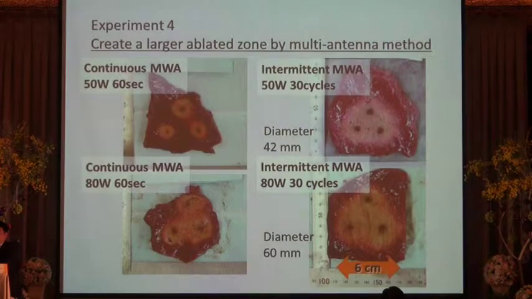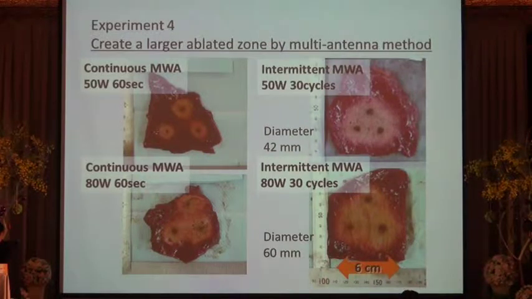And so you can see here that right upper is 50 watt and continuous 60 second, and the same energy, and right upper one is 50 watt and 30 cycle. And the diameter of ablated zone is more than 4 centimeter. And right lower is 80 watt in the 60-second continuous ablation. And left row is intermittent 80 watt and 30 cycle. You can see here that the diameter is apparently increased.